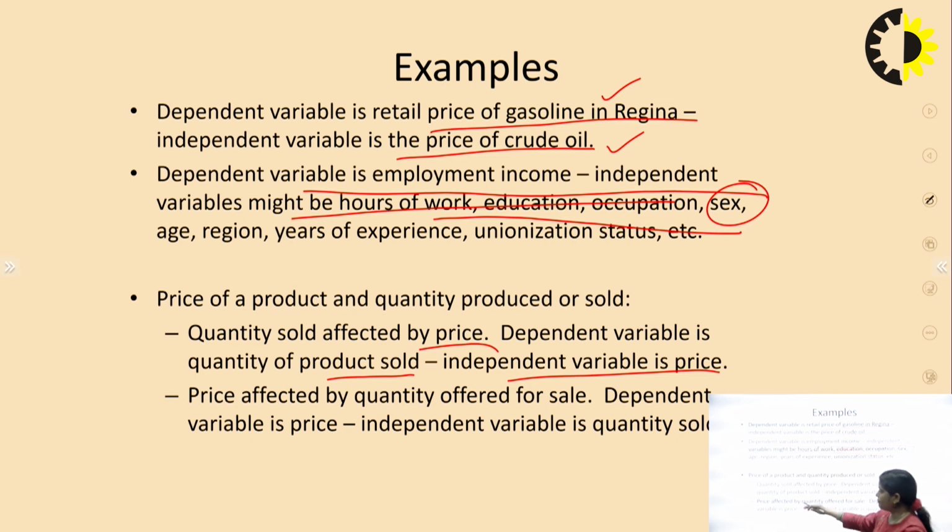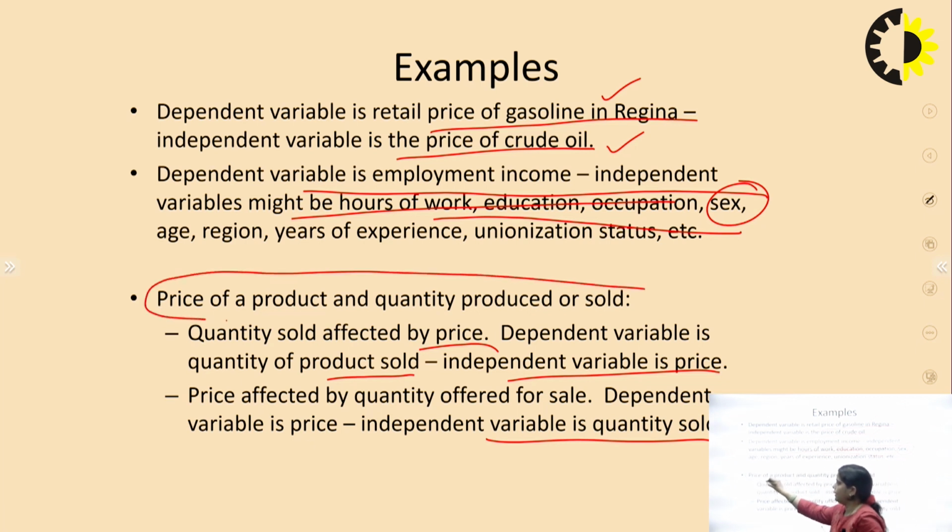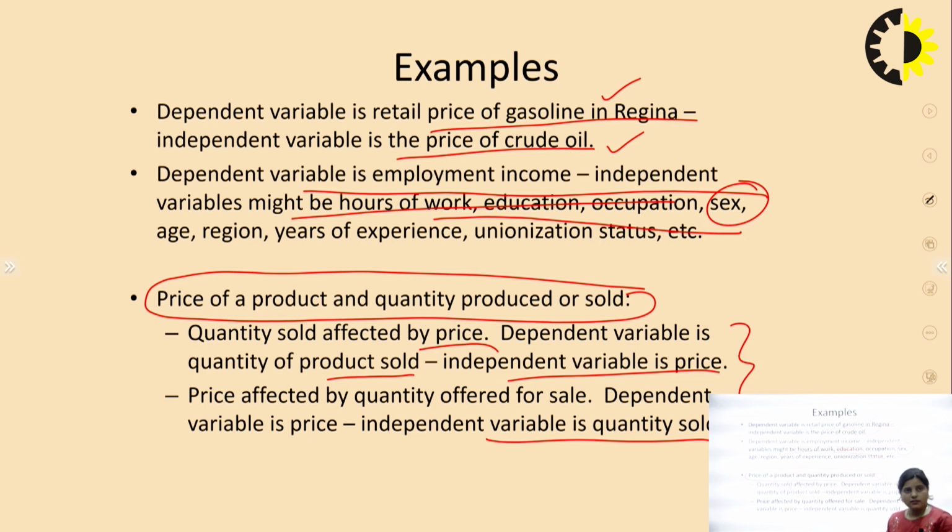And now, the price affected by quantity offered for sale. Here the dependent variable is price and the independent variable is quantity sold. Based on these two parameters there are two circumstances. One circumstance is that the dependent variable is quantity of product sold and the independent variable is price, and the next one is price affected by quantity offered for sale. Here the dependent variable is price and the independent variable is quantity sold. So these two circumstances can be accomplished based on the particular condition or situation.